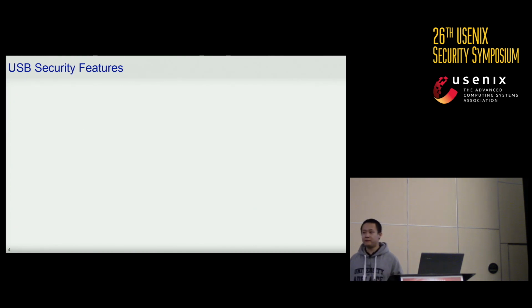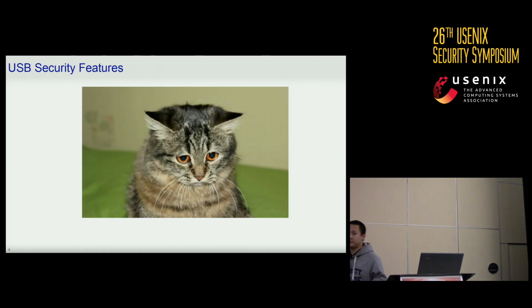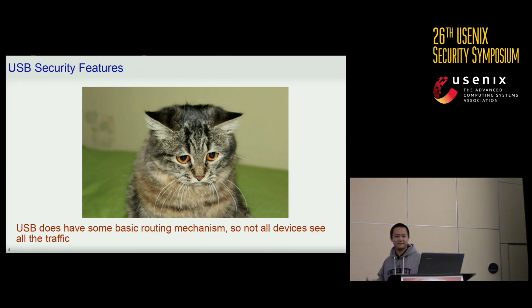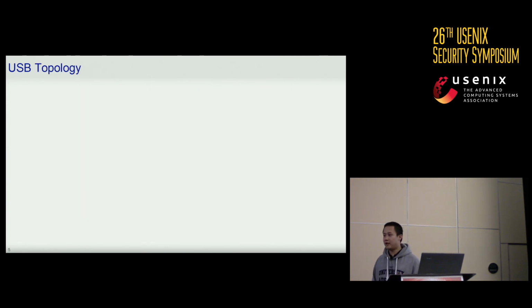Obviously, USB does carry some sensitive information, for example, passwords. So let's talk about the security features of USB. Well, the truth is so sad, because USB doesn't have any security at all, except one thing. USB does have some basic routing mechanism that makes it so not all devices in the network can see all traffic. To understand why, let's talk about the USB topology.